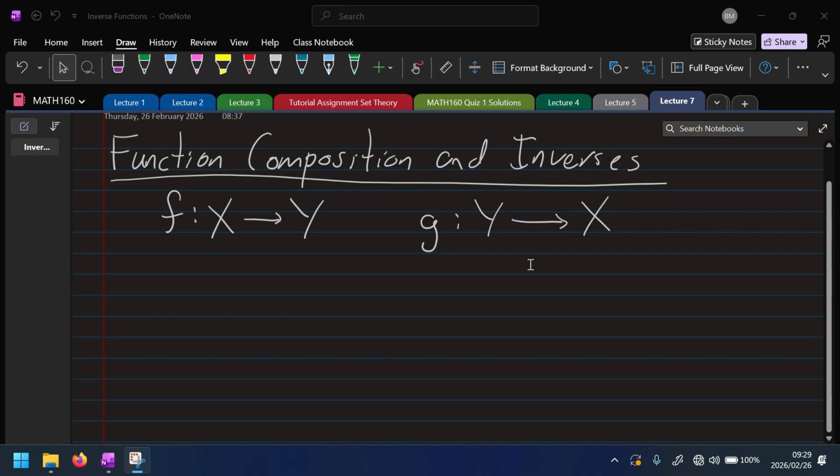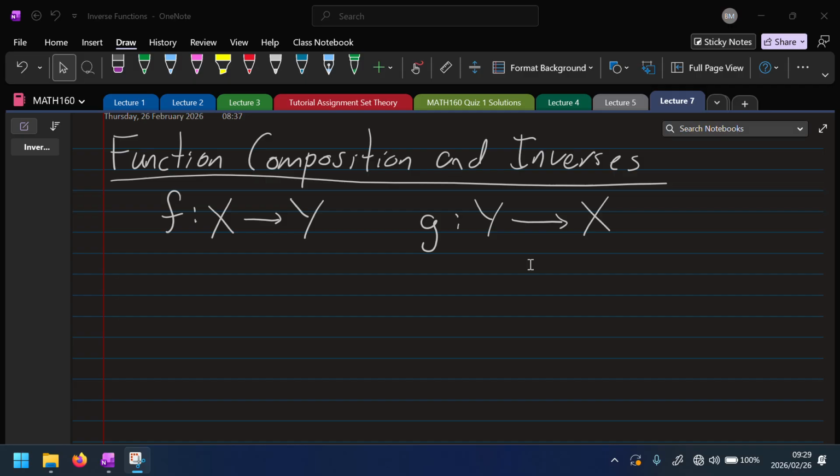Okay, so function composition and inverse functions. Here we're going to look at a particular kind of composition. Last time we had a function f going from x to y and a function g going from y to z. So we had that middle set in common and we could make the chain x to y, y to z. Now we're going to look at it a little bit differently.